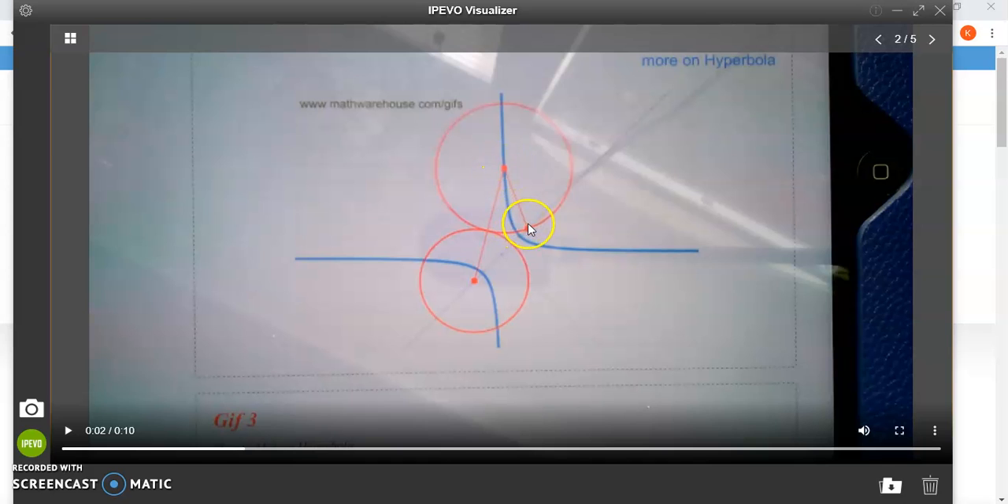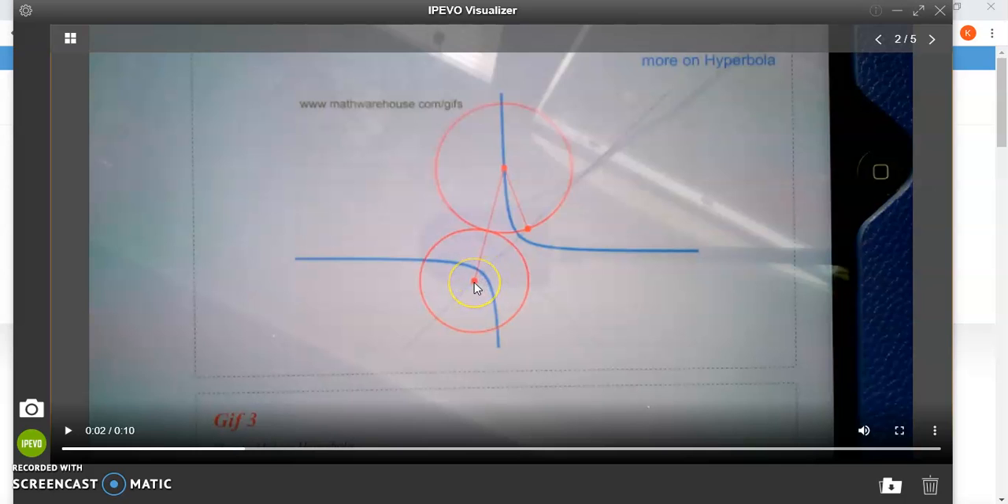They know that one of these is always going to be 3 units longer than the other. What that's telling us is that the difference between these two distances is always the same. So where on an ellipse the sum of the two distances was the same, here it's the difference of the two distances. And let's take a look at this.